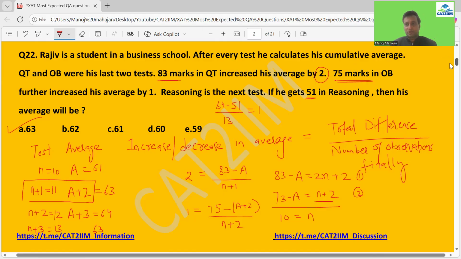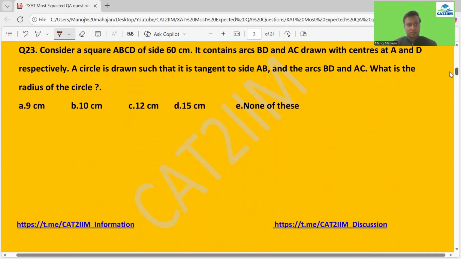Let's move to the next problem, which is a bit challenging, on geometry. This appeared way back in XAT. But through this problem, I'll talk about a few more concepts so that if something of that sort comes in the XAT paper, you can look forward to cracking it.